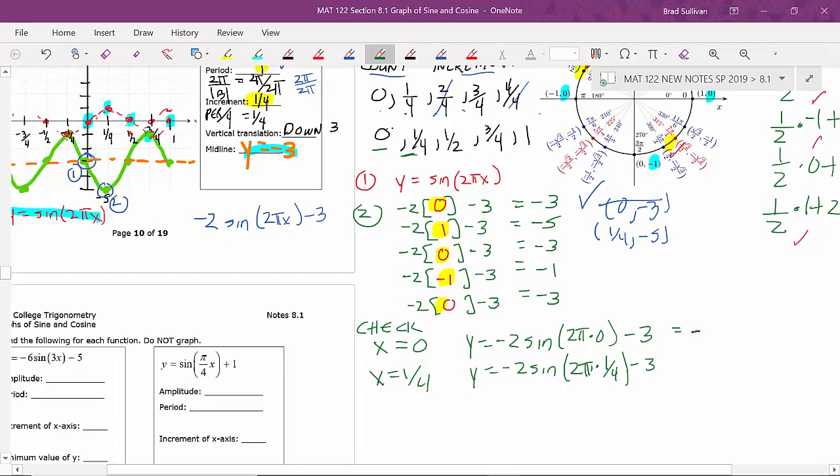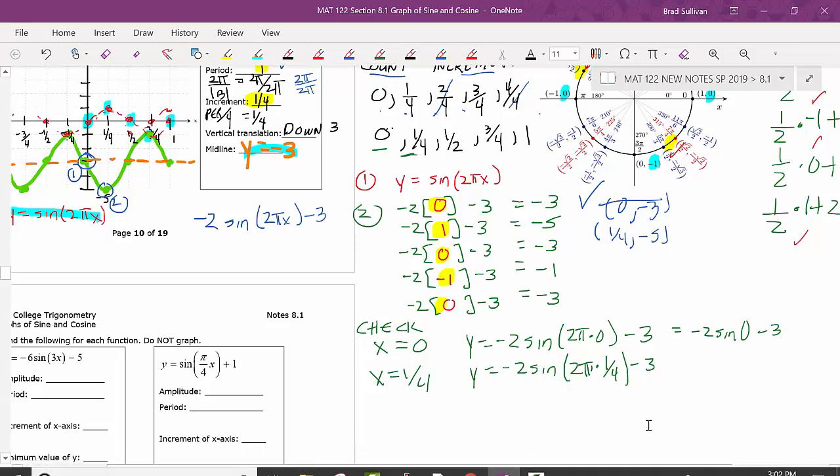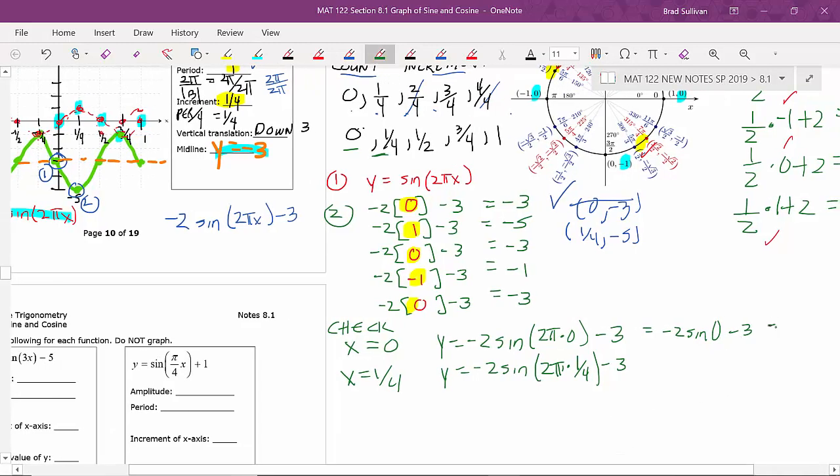So this would just be -2 sine 0 minus 3. So that would end up being, remember the sine of 0 is 0, so that would be -2 times 0 minus 3, so that's -3. Okay, and that matches that point. So when x is 0, y is -3. So that's on your graph.